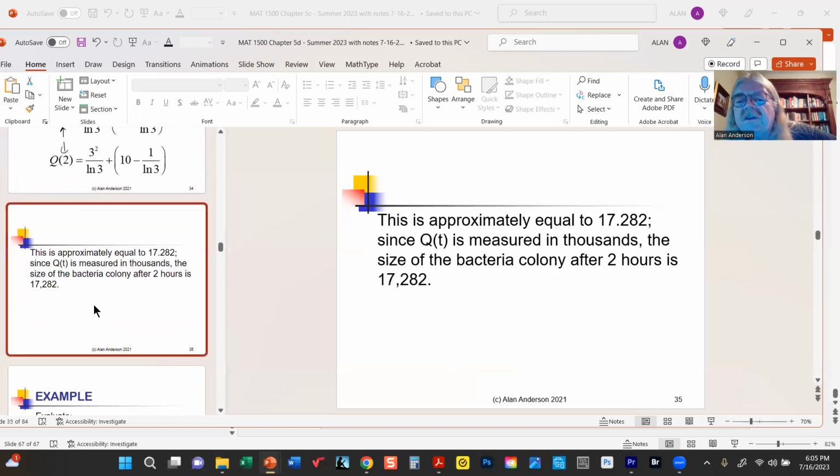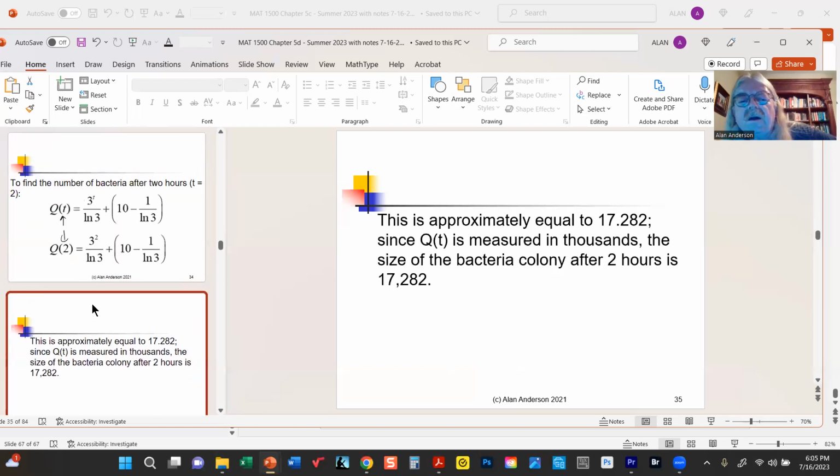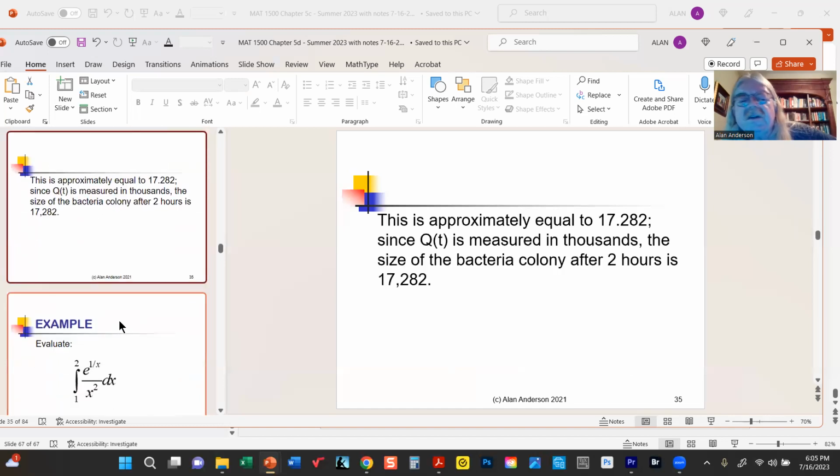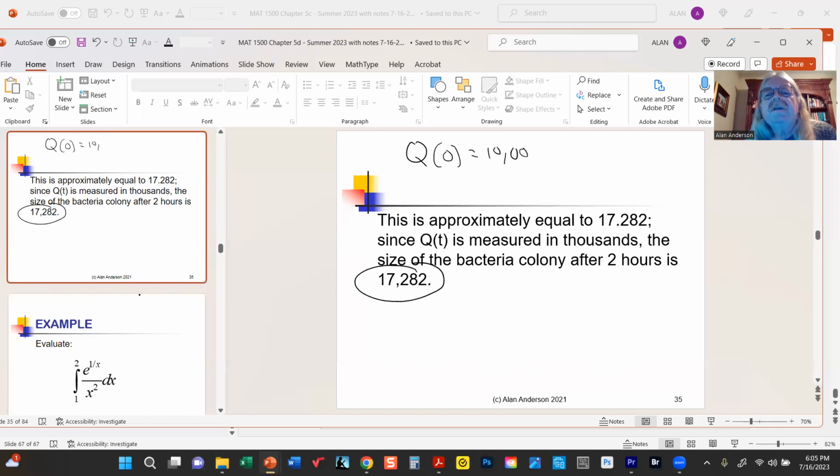And so in this particular case, if you plug in 2, all of that turns out to be approximately 17.282. And since we're dealing with thousands, that implies the bacterial colony after 2 hours will reach 17,282. So in other words, at time 0, there were 10,000 bacteria. 2 hours later, there were 17,282.